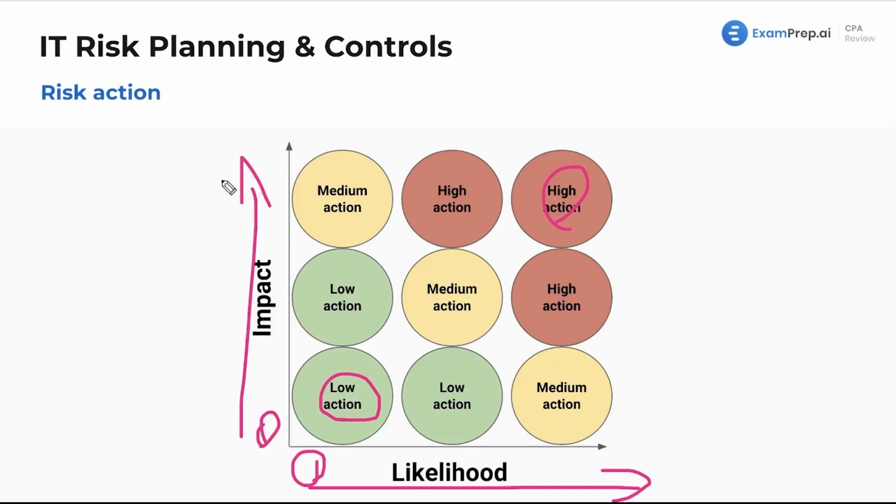And lastly, if the impact is, let's say, awful, it would completely destroy your business, but the likelihood is zero. I mean, yeah, sure, take some medium action, but you don't have to take fully high action or low action. Kind of get the gist of what is going on.